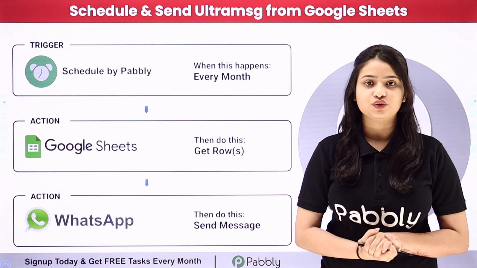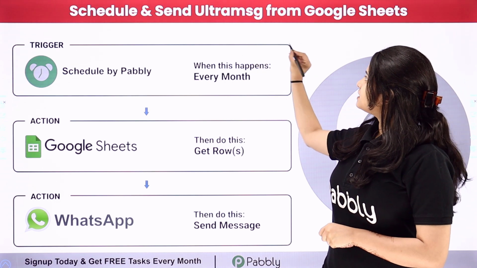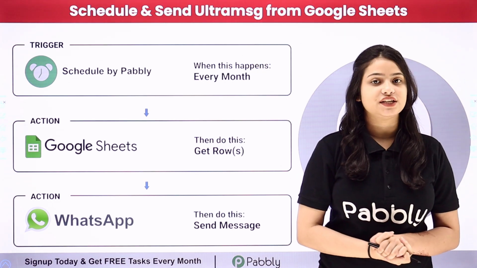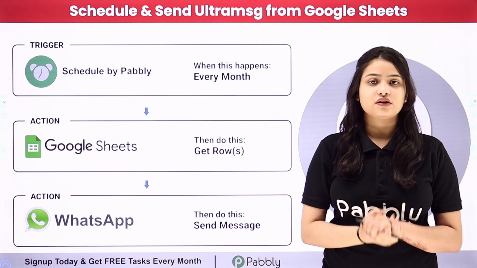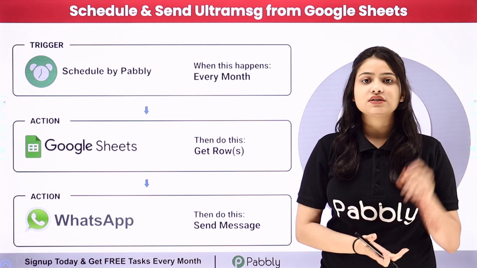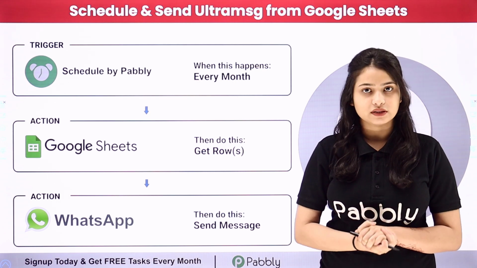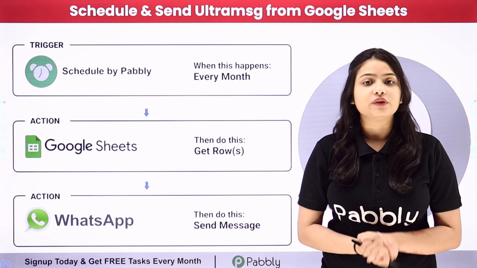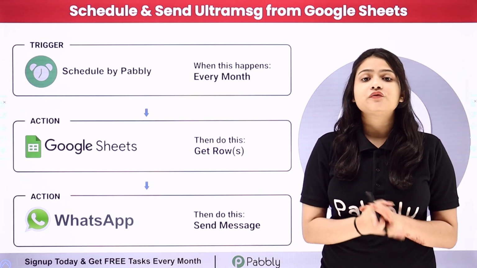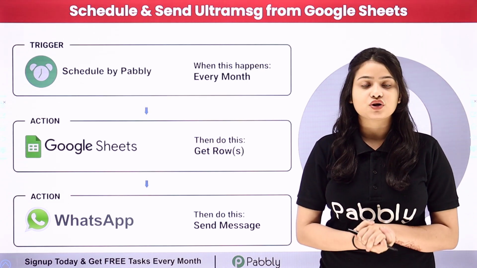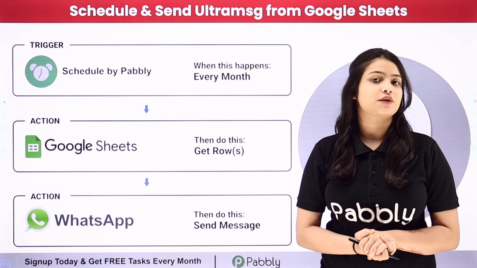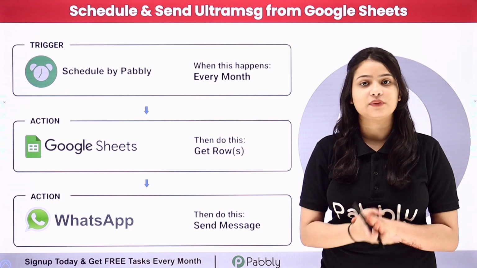In this video, we are going to learn how to schedule and send Ultramsg messages from Google Sheets. I am the owner of a tiffin service business and my objective is to send subscription renewal messages to all my customers on WhatsApp every month. For this, I am going to create an automation with the help of Pabbly Connect, which will enable me to send automated messages on WhatsApp to all the customers for subscription renewal every month on a specific date.